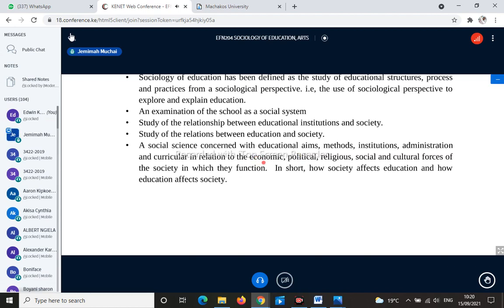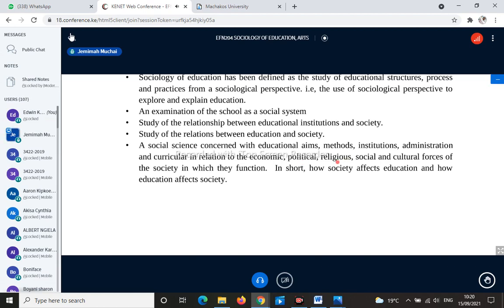Economics, why do you need economics in education? Money is involved. Political, they are the government and the political part of any country, the ones who come up with policies, the rules and regulations, and then maybe they are the ones who will give the concept to start a particular system and the like.